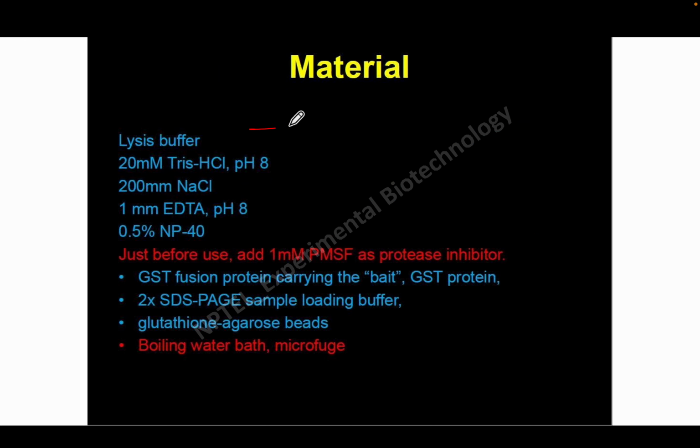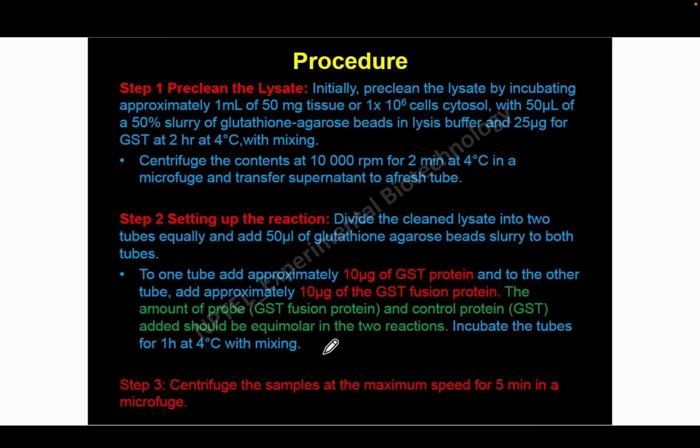Again you will have the common lysis buffer. Just before use, add 1 millimolar of PMSF as protease inhibitor. You need the GST fusion protein carrying the bait, then the bait which is GST protein, 2x SDS sample buffer, glutathione agarose beads, a boiling water bath, and a microfuge.